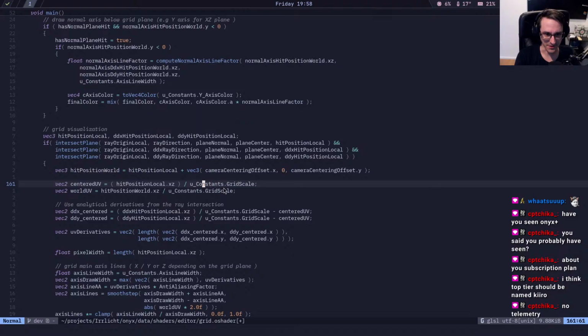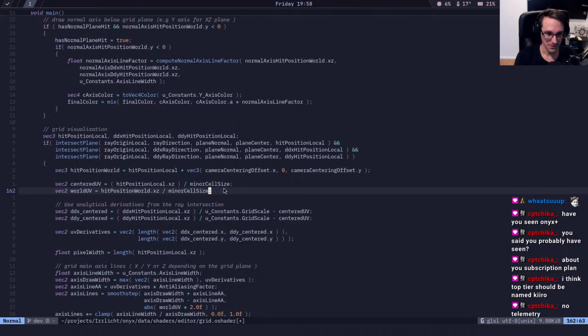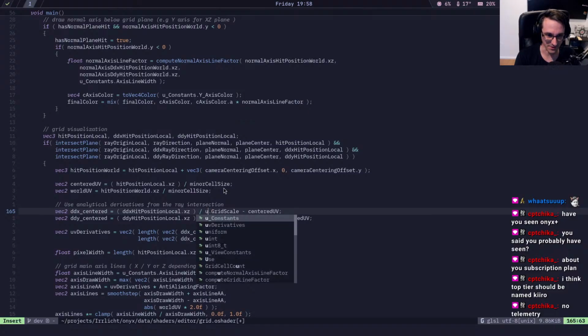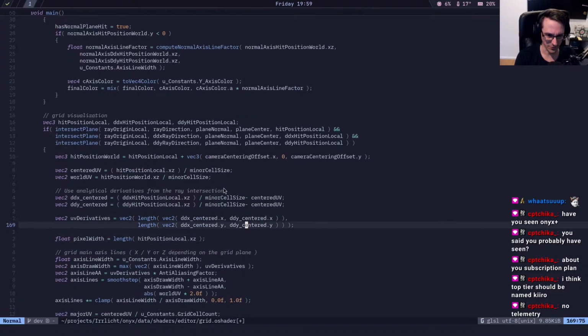So this is grid scale, and grid scale basically was 1s here currently, so that would be equivalent to minor cell size, I'm pretty sure. And this would be as well minor cell size. And then this would be minor cell size as well. So everything that says grid scale is basically minor cell size, and everything that says grid cell count is the major cell size. That's how I would think about it for now.